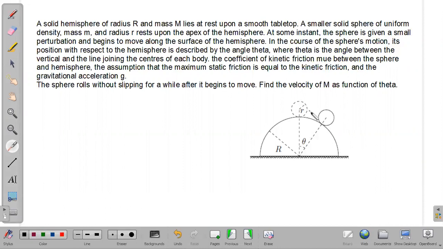Now we are giving a small disturbance to this small sphere, because of which it has started rolling on the hemisphere, and that rolling is without slipping. When it rolls without slipping over the hemisphere through an angle theta, we have to find out what is the velocity of this hemisphere of mass capital M. Right, this was the question.